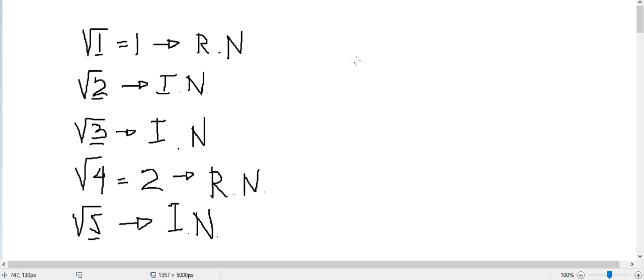Likewise, if the radicand of a cube root is not a perfect cube, then it is an irrational number. Example, so cube root of 1. The radicand 1 is a perfect cube, and that is equal to 1. Therefore, cube root of 1 is a rational number.